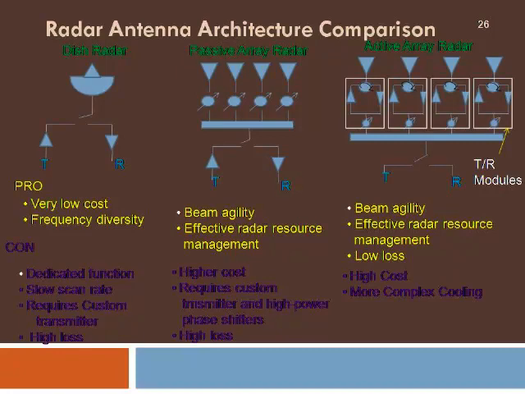So, the plus and minus points: the plus points are beam agility. That means the beam can be placed at different locations with very much ease. And effective radar resource management is properly done in this. Whereas the demerits are higher cost, and it requires a custom transmitter and high power phase shifters. Then the losses are going to be high because of the use of multiple antennas.